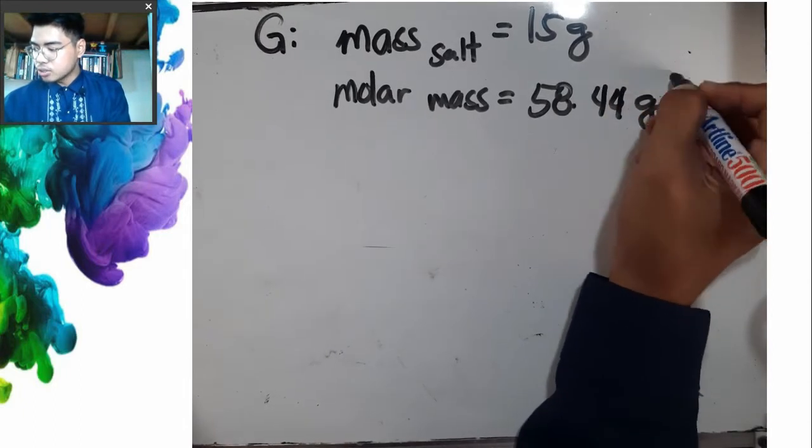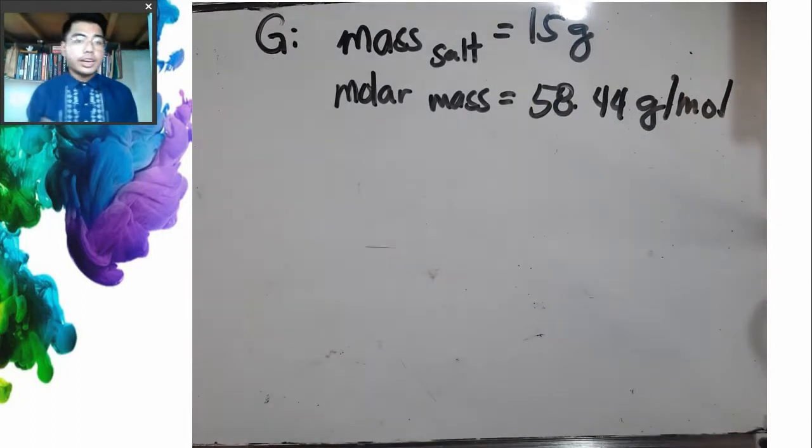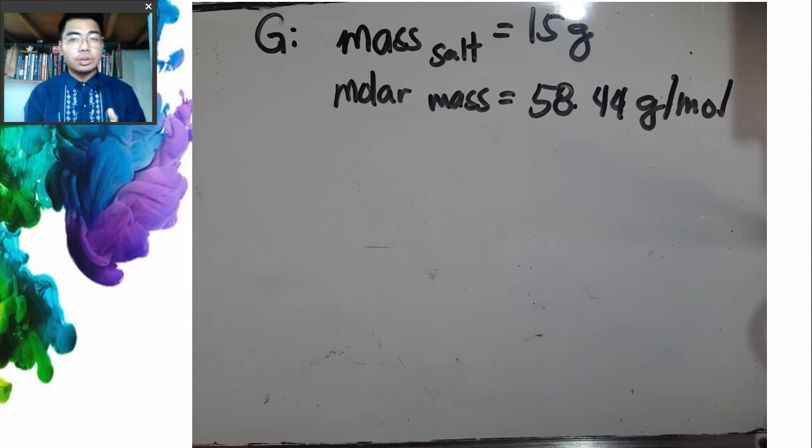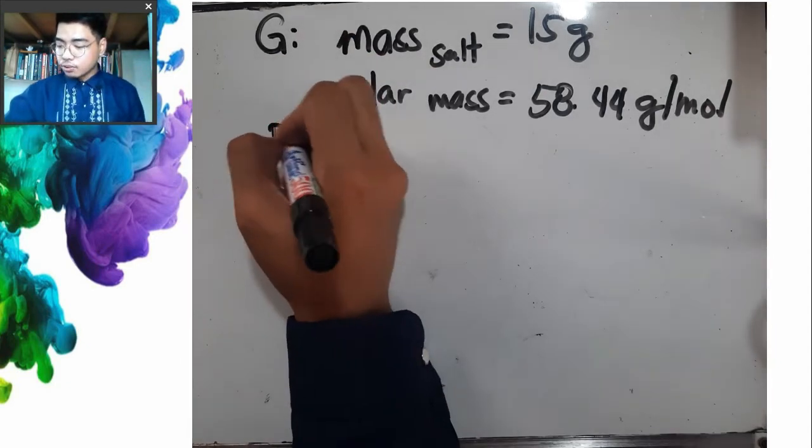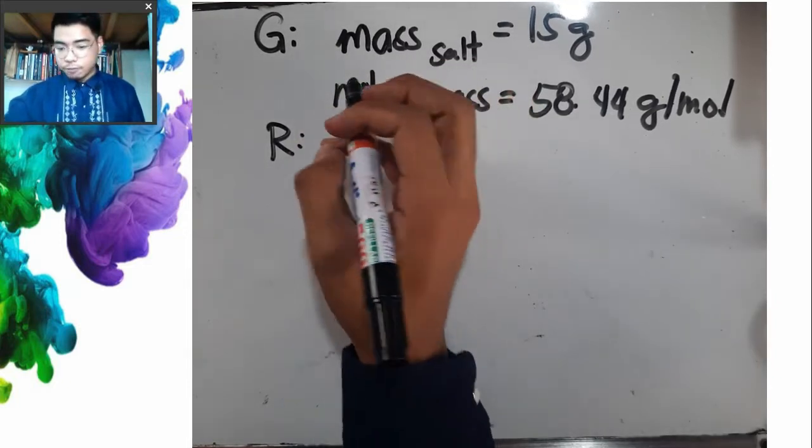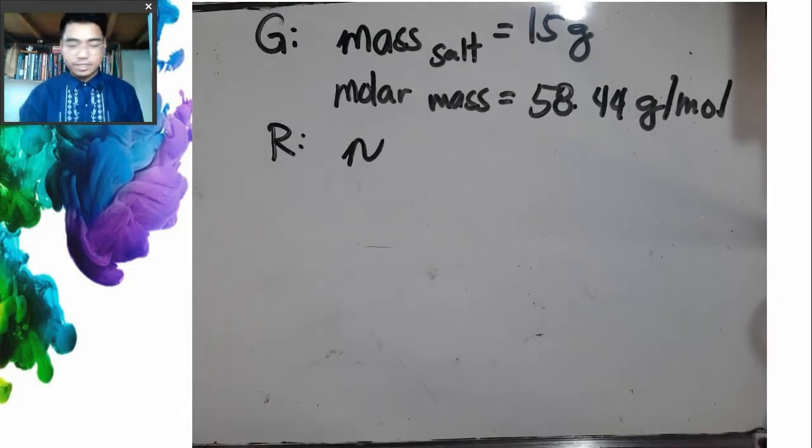58.44 grams per mole. Okay, so in your subject, Physical Science, probably next semester, this would be discussed to you: how you are actually going to gather and get the number of moles present in these certain types of materials. I'm just giving you a hint on how you're going to apply this when it comes to solutions, since this is a part of our discussion in natural science. Then, our required, we are looking for the number of moles, or the small letter n.